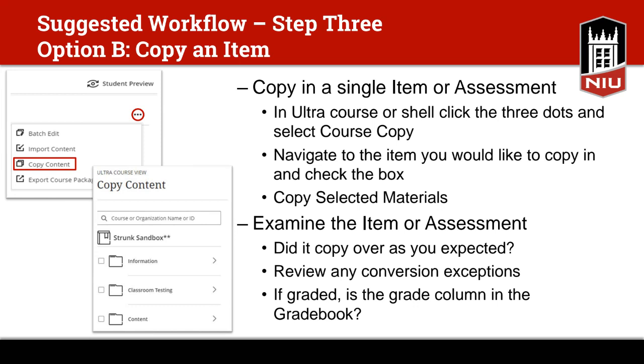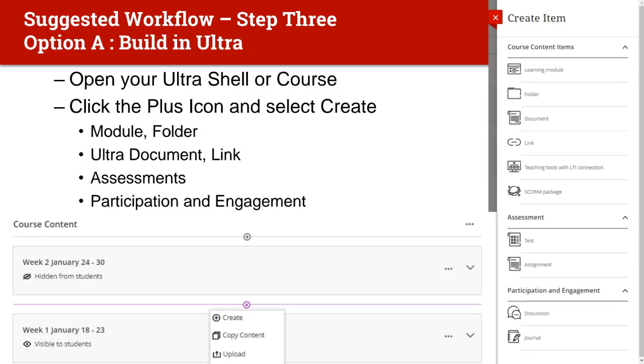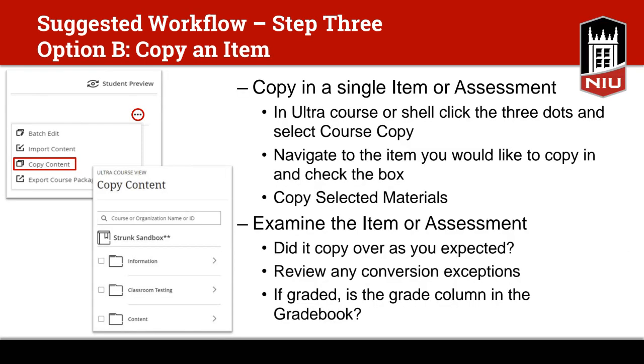Now, the three dots, sometimes called the kebab, you're going to see in several different places in Ultra. It will give you a menu, the options of which are going to be different depending on where you're at in your course. On the content page, there's three dots in the upper right, which is one place you can go to copy content. I don't know if you noticed, but when you click the plus icon, you can also copy content from there. It takes you to the same place.